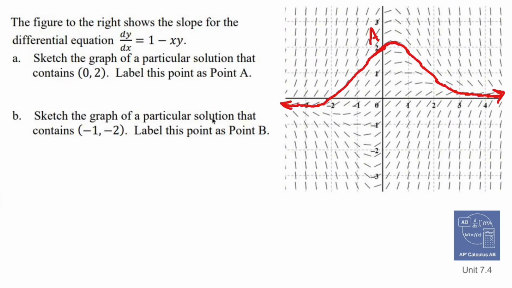Sketch the graph of a particular solution that contains (-1, -2), which is going to be this guy right here. Now this one doesn't necessarily fall on the line. We're labeling it B, but we're still going to follow the pattern. So this seems to do a similar thing here, right? This seems to go up here a little bit and maybe level out there.